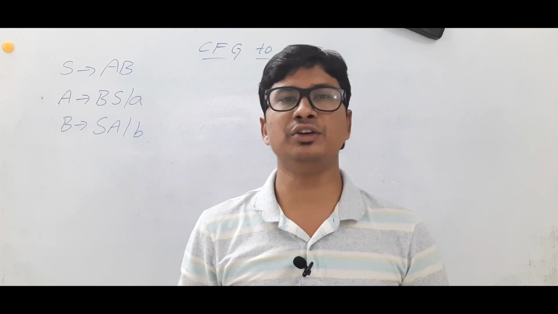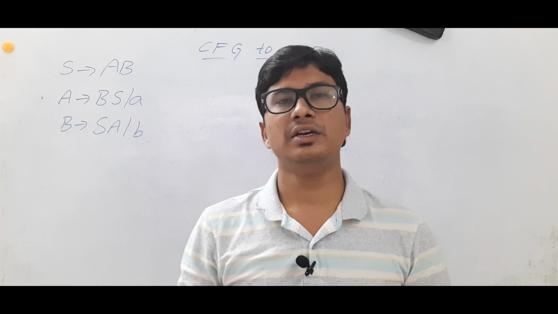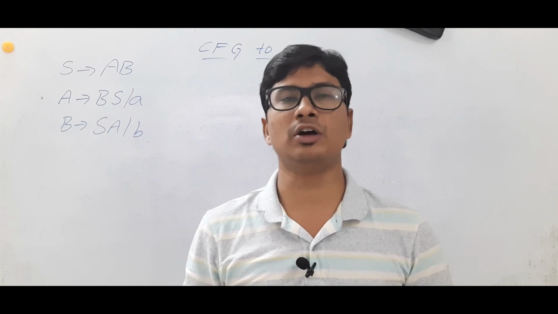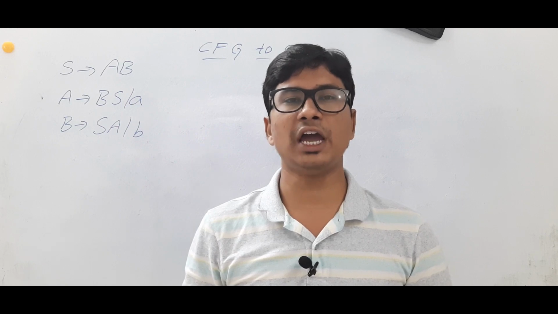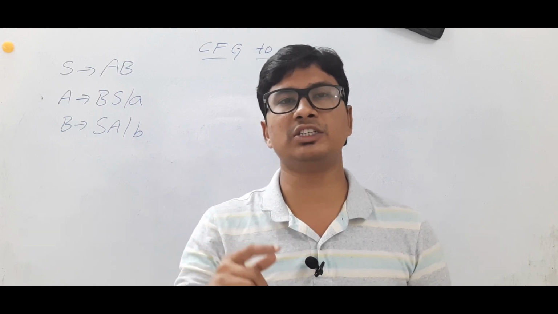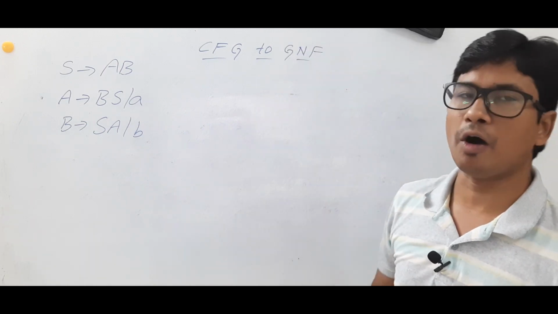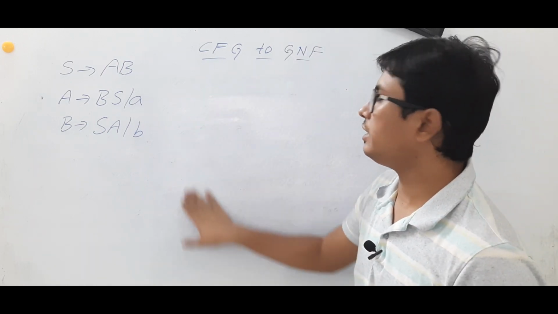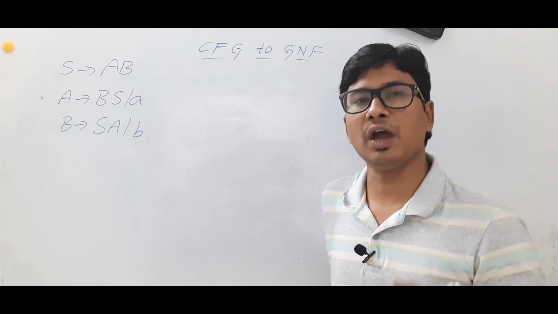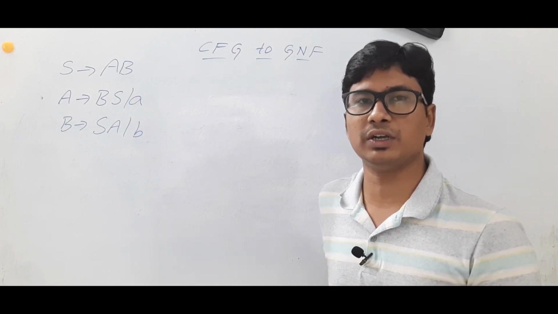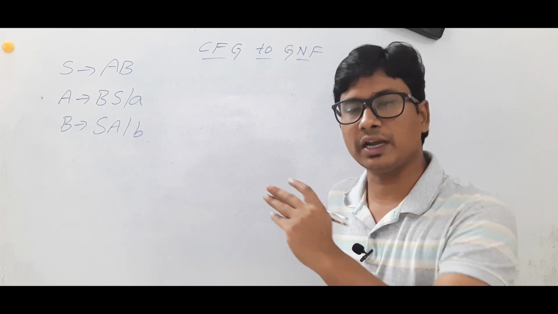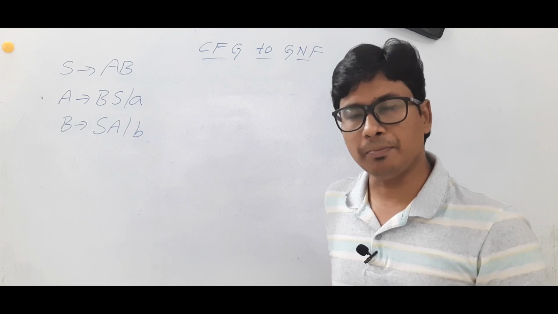In the last video, we discussed the steps in converting a context free grammar to Greibach Normal Form. In this video, I will discuss an example for converting a given context free grammar to GNF form. I hope you have already watched the previous video. If you have not watched the steps in converting, then I request you to go and watch that video so that you can understand this example in a better way.